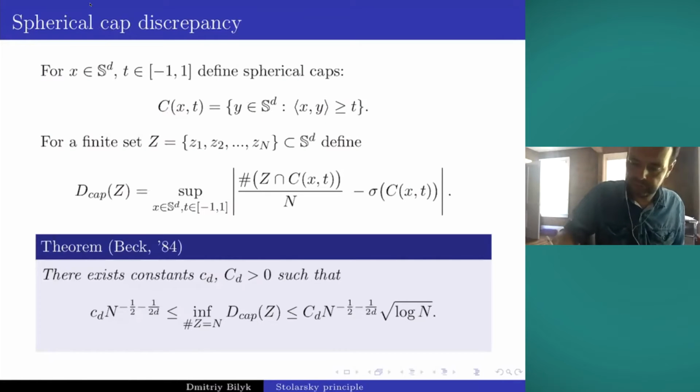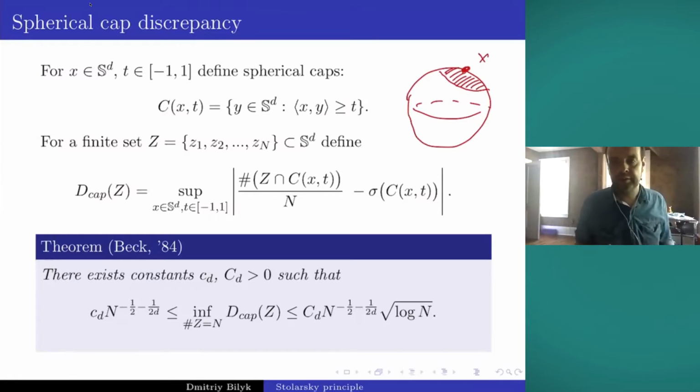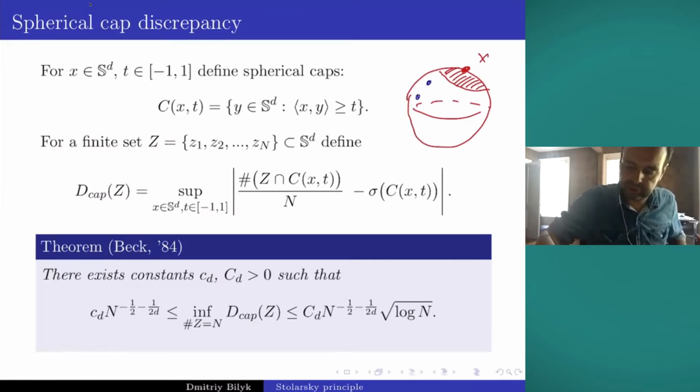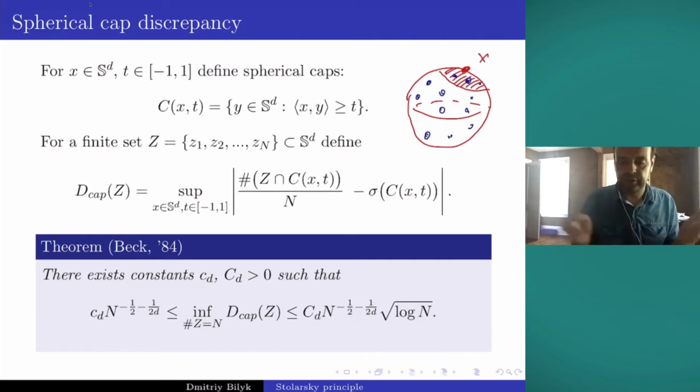So essentially what happens is you take the sphere, and you cut it at some level in the direction of the vector x. You cut it with a hyperplane at level t. So this set here is the spherical cap. Then you have a discrete set of points on the sphere, and you just compare the empirical measure with the surface measure of the spherical cap, and you take the supremum, find the worst possible discrepancy over all spherical caps.